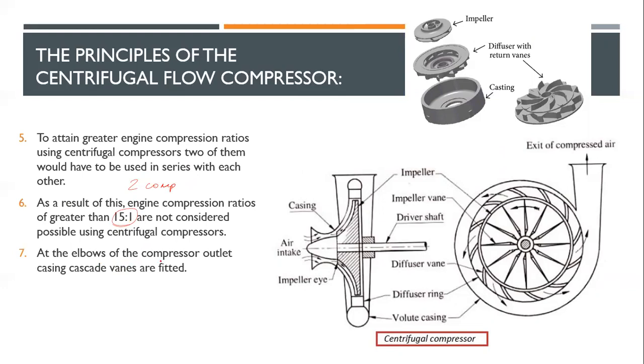At the elbows of the compressor outlet casing, cascade vanes are fitted. Now, what do you understand by the elbow?